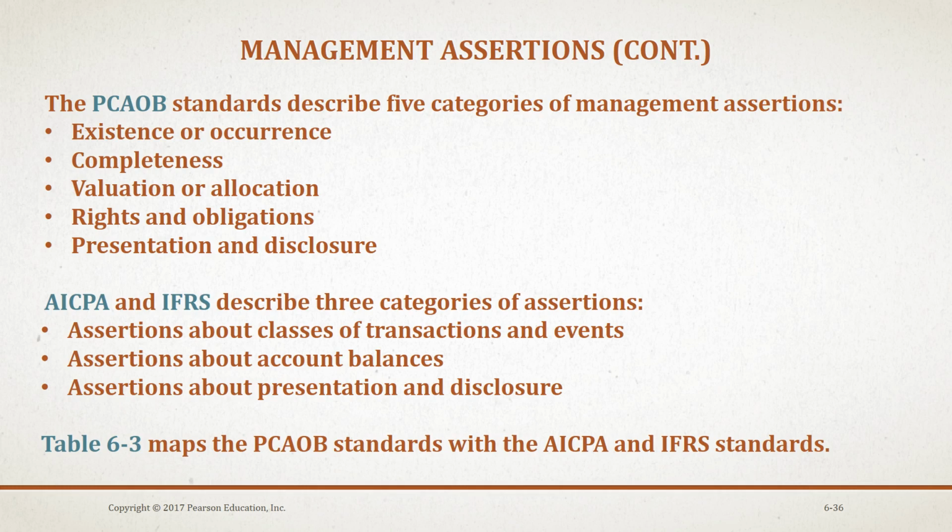The PCAOB, Public Company Accounting Oversight Board, describes 5 categories of management assertions: existence or occurrence, completeness, valuation or allocation, rights and obligations, presentation and disclosure. The AICPA and IFRS describe 3 categories of assertions: assertions about classes of transactions and events, assertions about account balances, and presentation and disclosure.